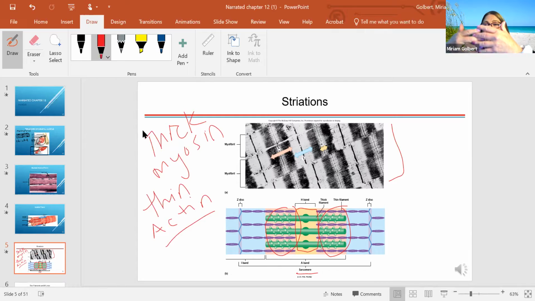So you have to have the right amount of overlap between the two so that we can do this sliding, okay? We're gonna see how that happens. If you think that my thumbs are the Z discs, and my fingers are overlapping here, this is the zone of overlapping. When they slide onto each other, the thumbs get closer. So that's what happens in the sarcomere. The Z discs get closer. So this shortens the sarcomere, right?